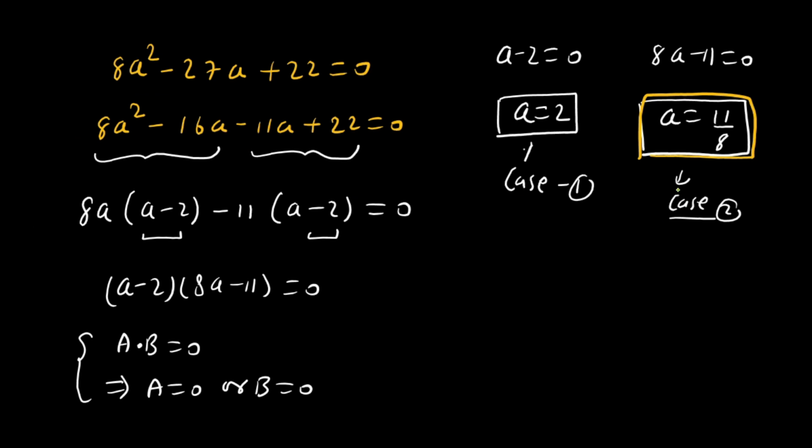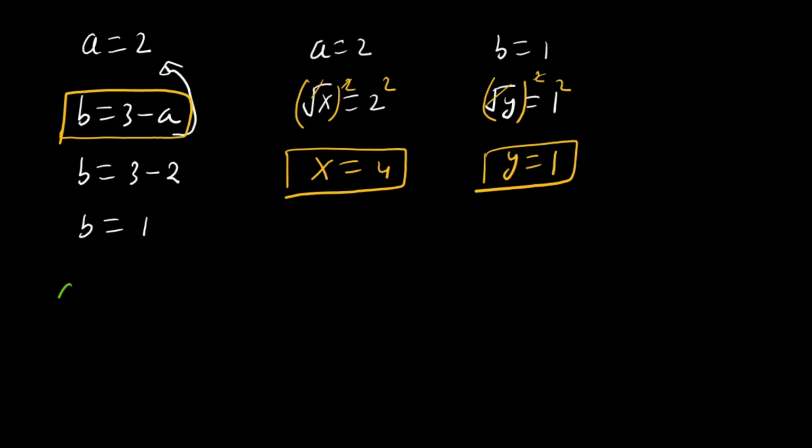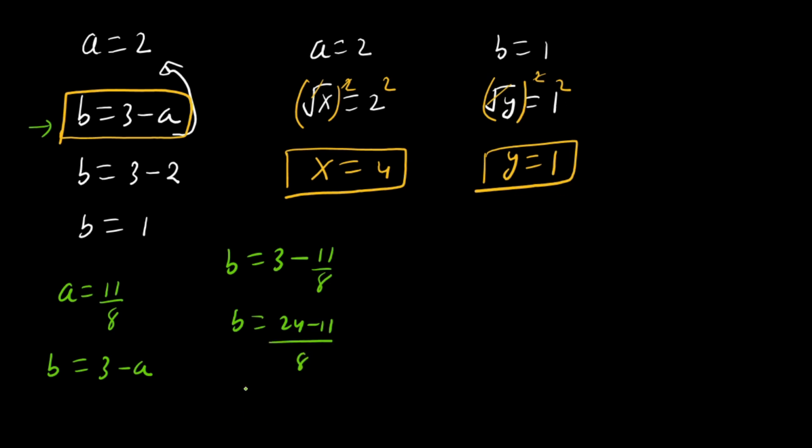We take case second, and case second is a is equal to 11 over 8. We know that b is equal to 3 minus a. Then b is equal to 3 minus 11 over 8. Then b is equal to (24 minus 11) divided by 8. Then b is equal to 13 divided by 8. Here the value of a is 11 over 8 and the value of b is 13 over 8.